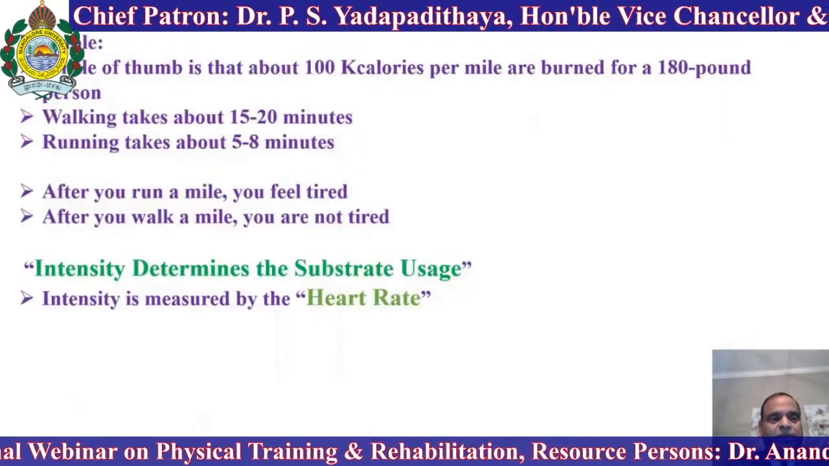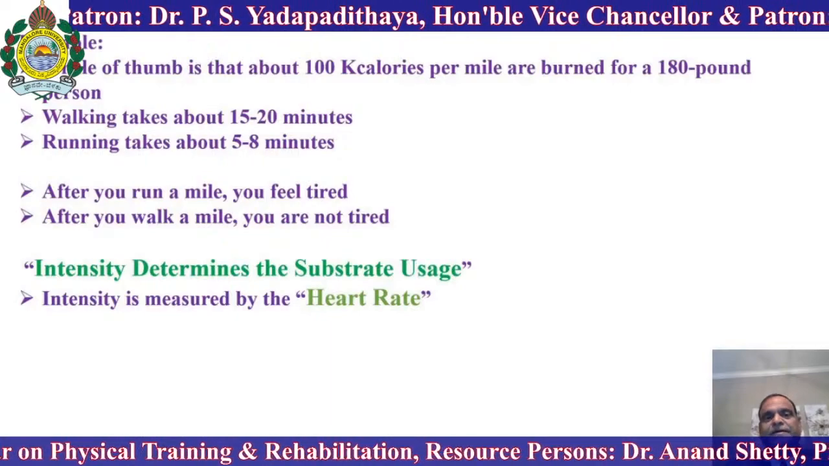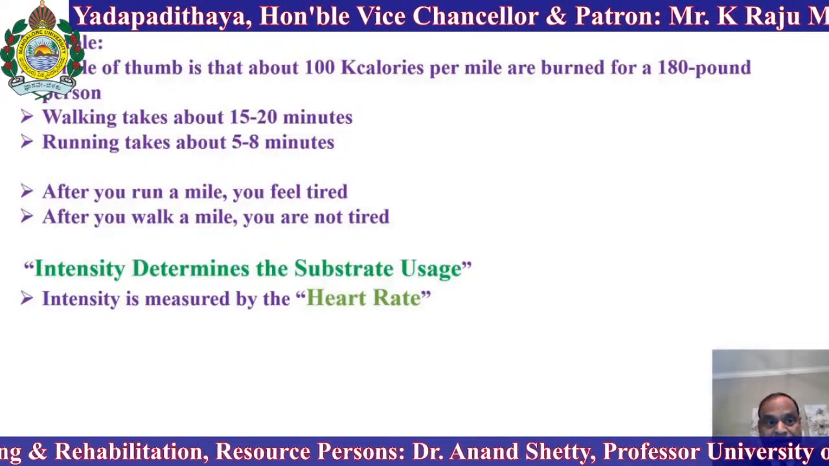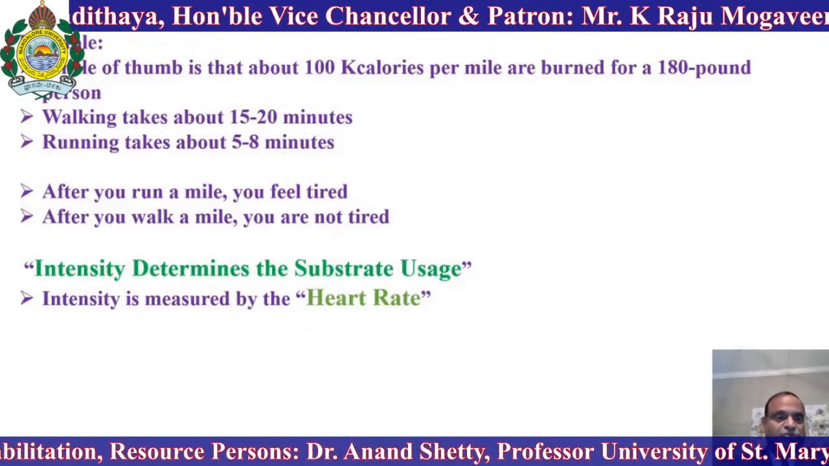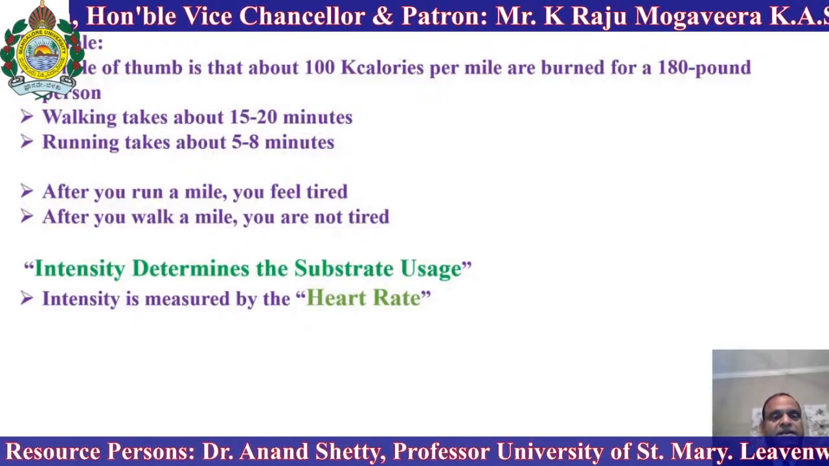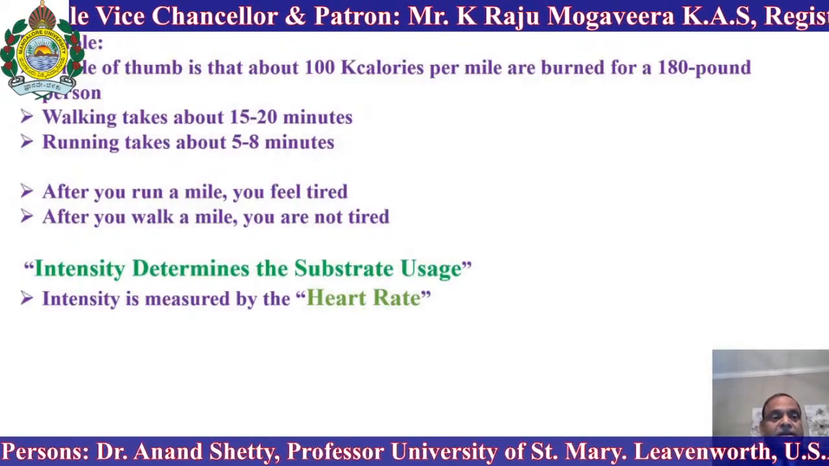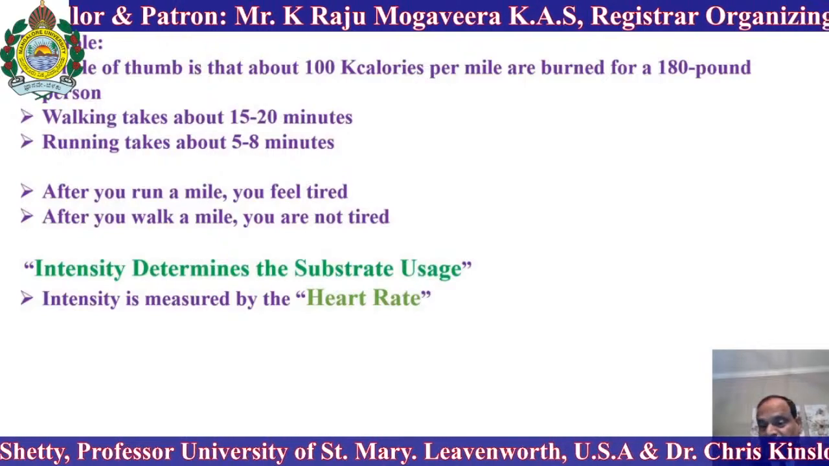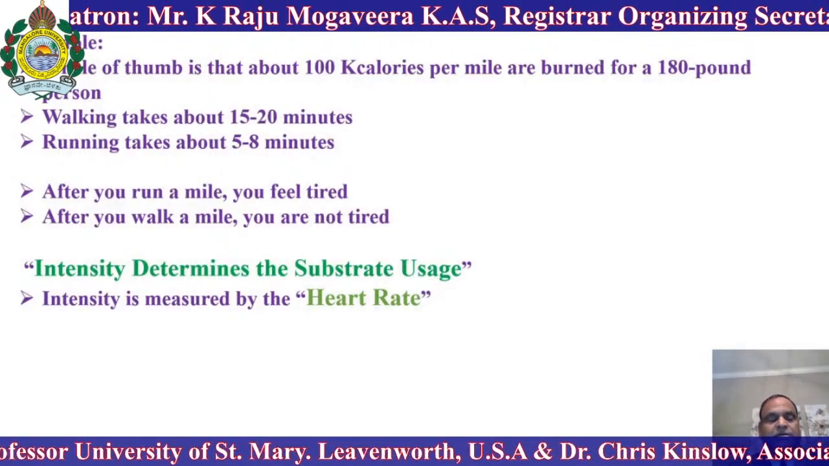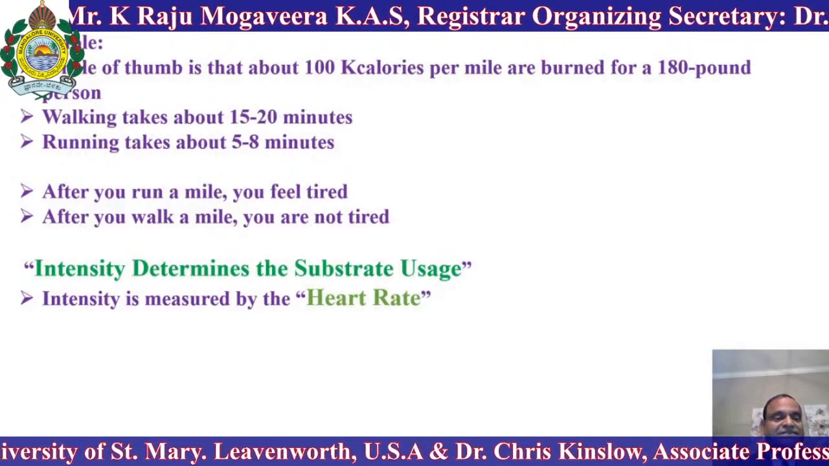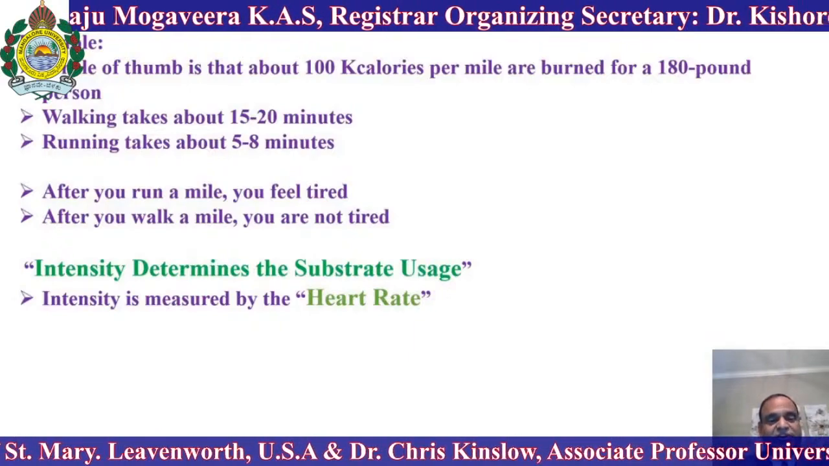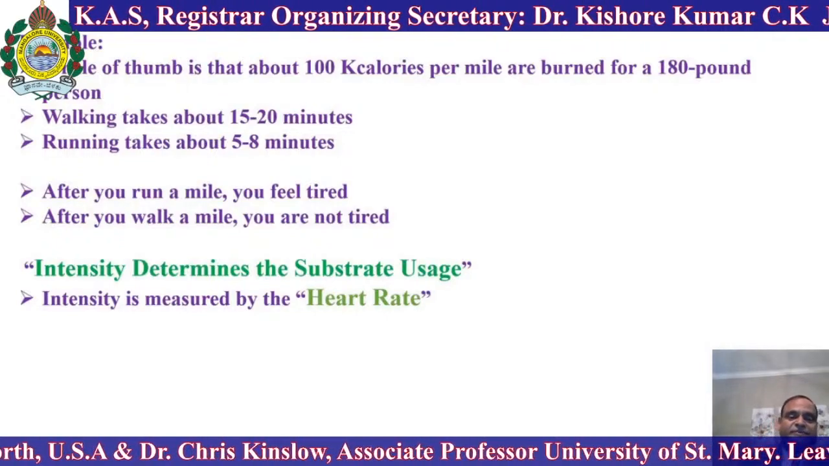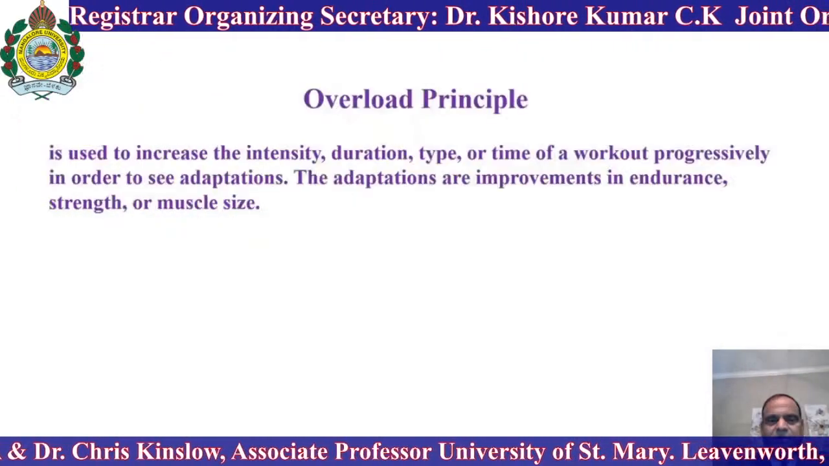As an example, a rule of thumb is that about 100 kilocalories per mile are burned for a 180-pound person whether he walks or he runs. Walking takes about 15 to 20 minutes. Running takes about 5 to 8 minutes. After you run a mile, you feel very tired. After you walk a mile, you're not tired. The difference is that intensity determines the substrate usage. Intensity is measured by the heart rate.